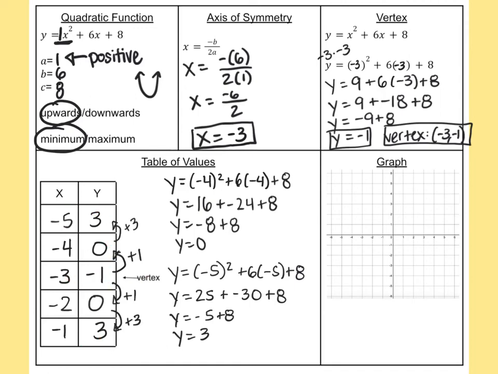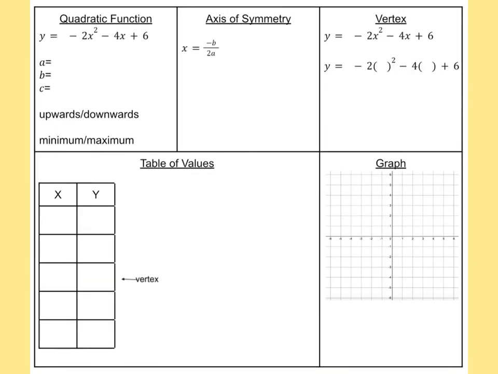It's symmetrical. Then the last step is to take these 5 points and to put them on the graph. So first at -5, 3. And once you have the 5 points, you connect them with the parabola shape and put arrows at the end, and that is the graph of this equation.